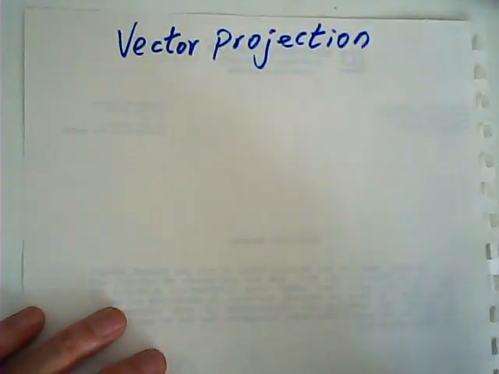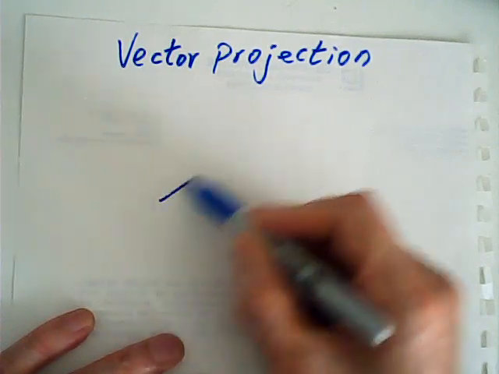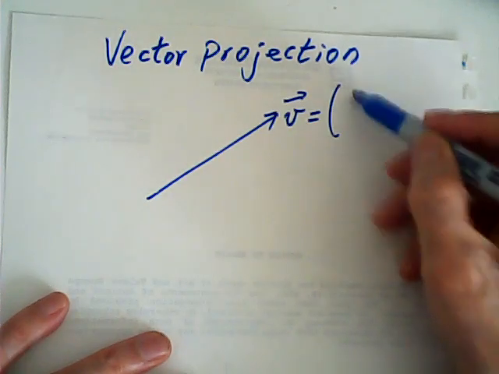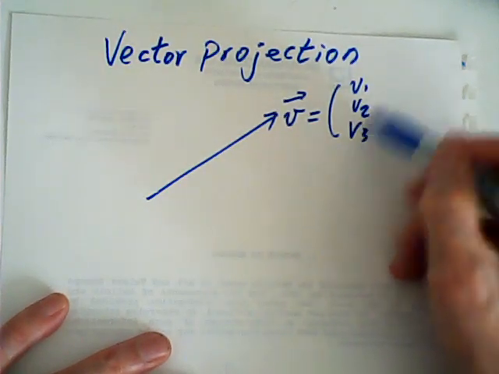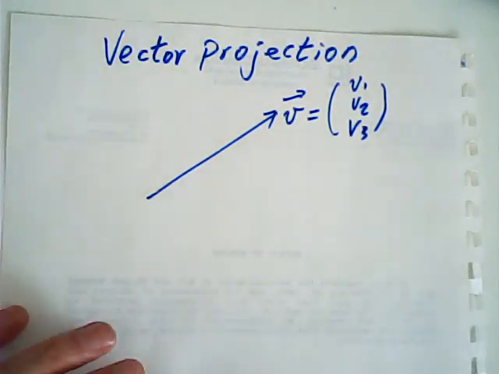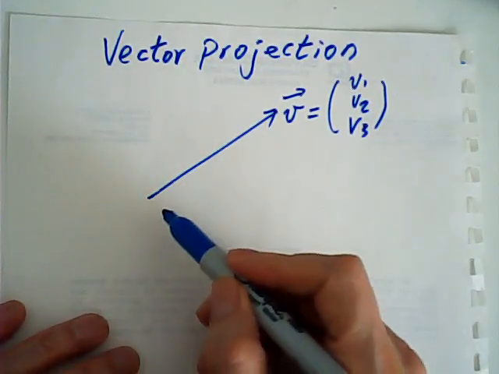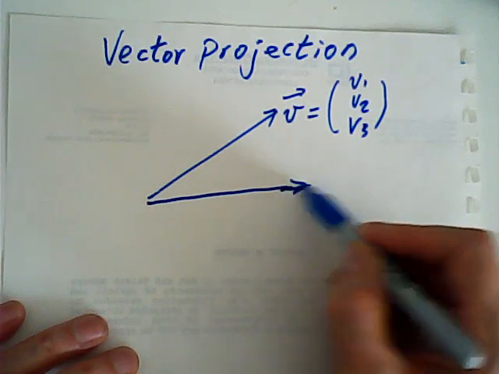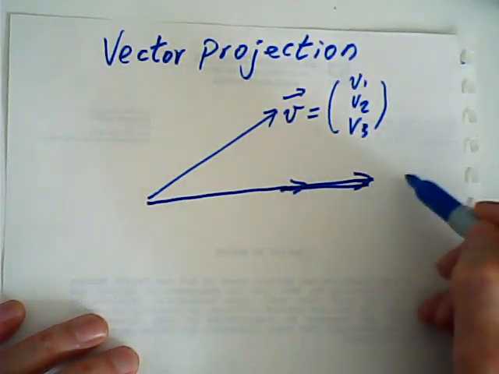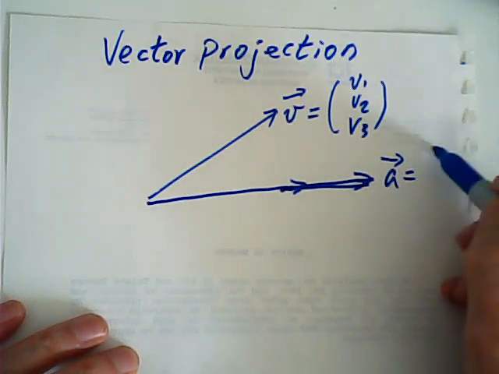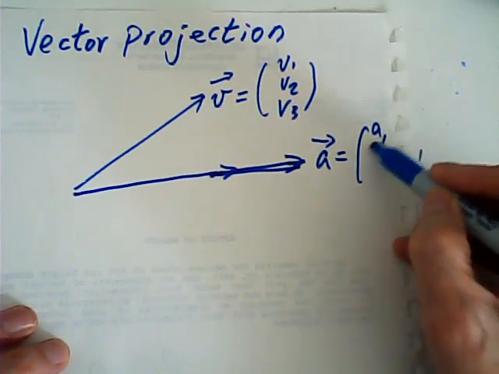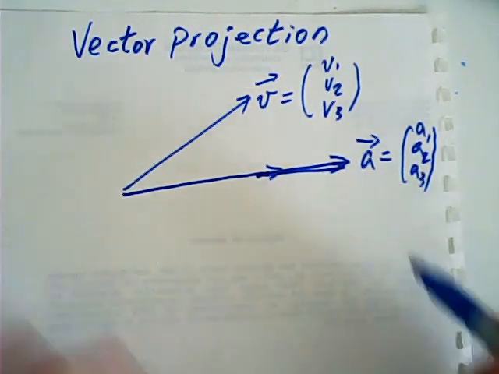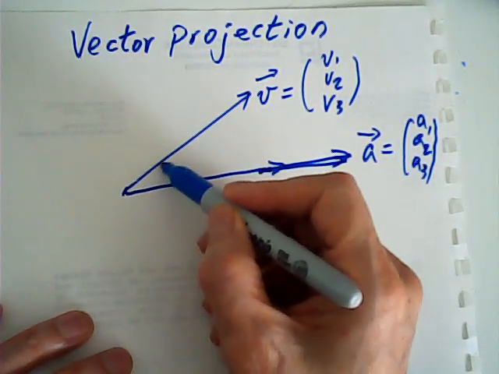Vector projection. You have a vector V, which is equal to V1, V2, V3. Now I'm talking about vectors in three-dimensional space. Then you have another vector A, well, a little longer. This is A, which is equal to A1, A2, A3, a three-dimensional space vector. Now this is the angle theta, right?